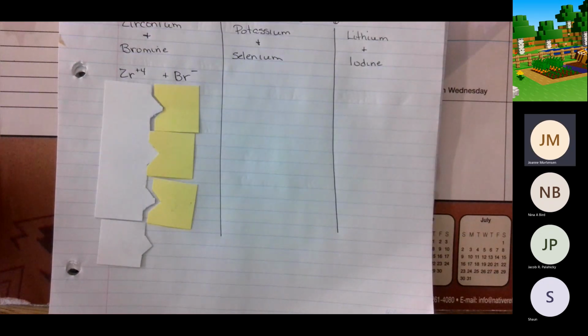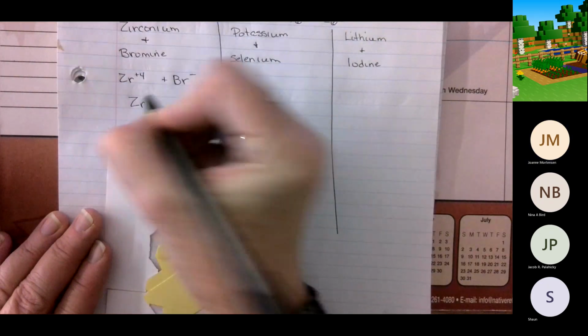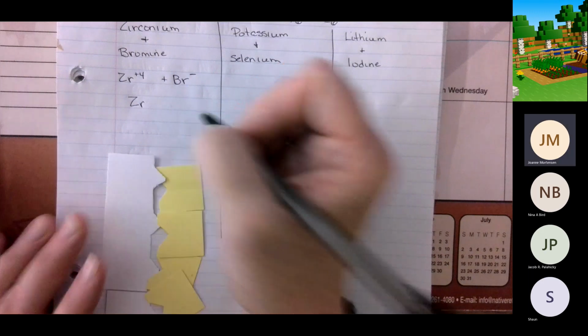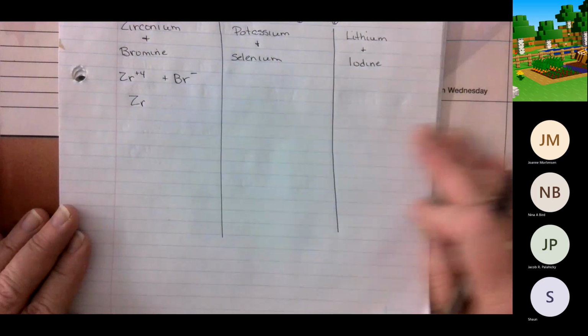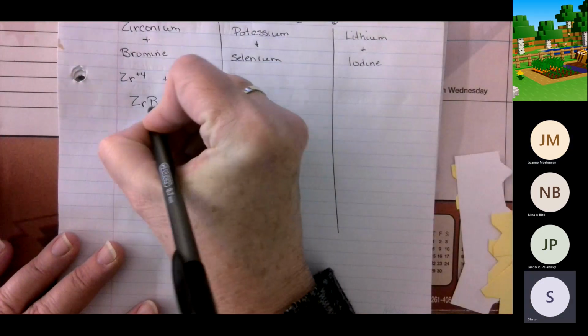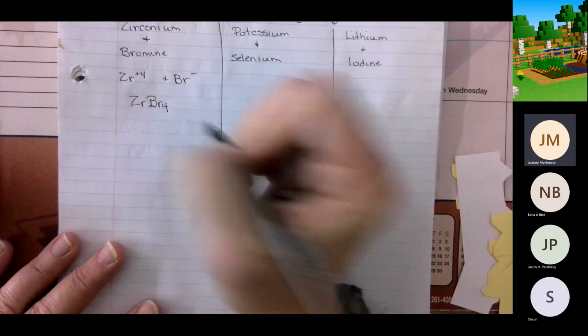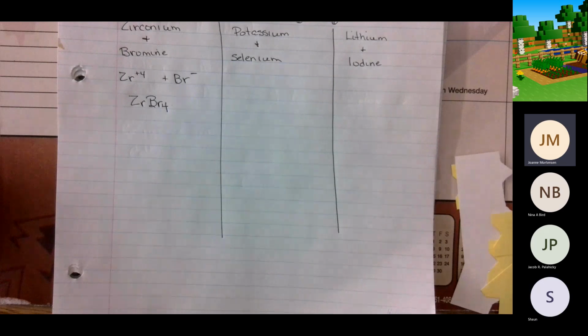And we're doing it with the little chippy things because for me, if I can physically do it and then I can physically start to imagine it in my brain, it just becomes simple. So zirconium. Then what, Sean? I'm going to say Br4. Nice. That is exactly right.